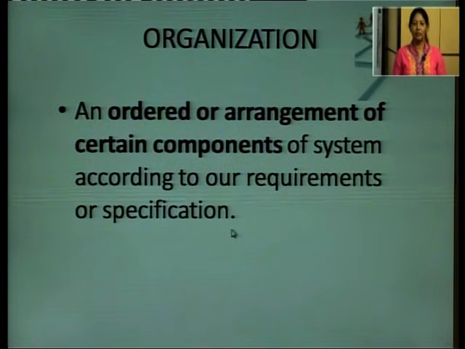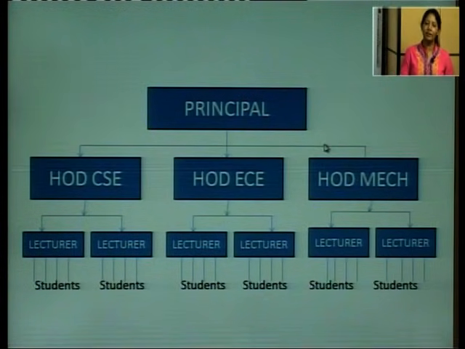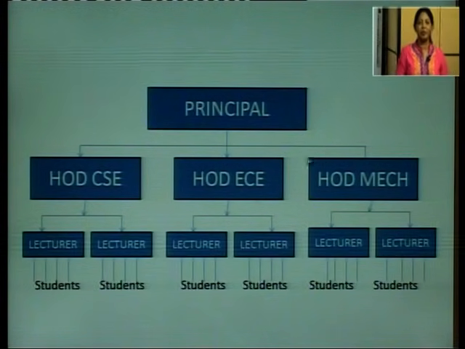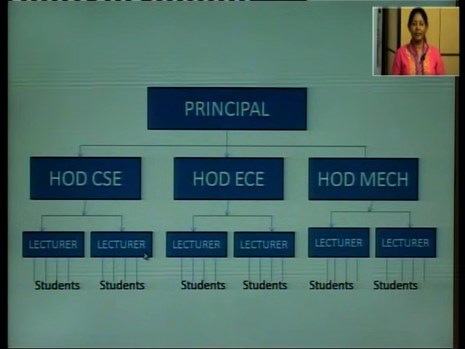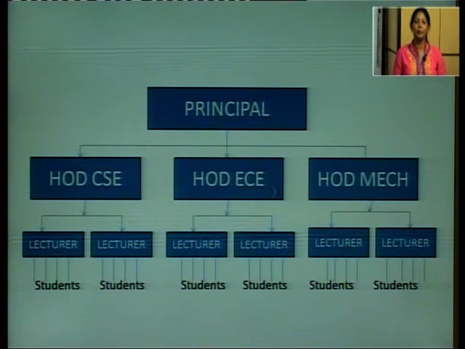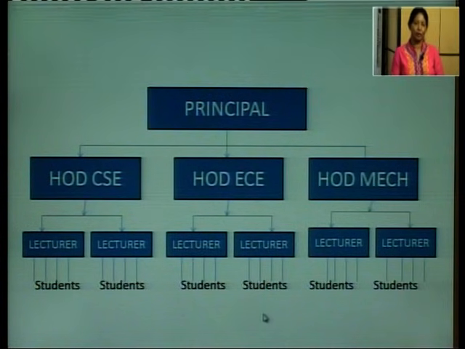If we take an example of organization, the best example is your college. This picture shows the college organization: the principal, and under the principal the HODs of the different departments like CSE, ECE and mechanical, and under every department the lecturers, then under the lecturers the students. So this is the basic organization of your college. This is the best example of organization.